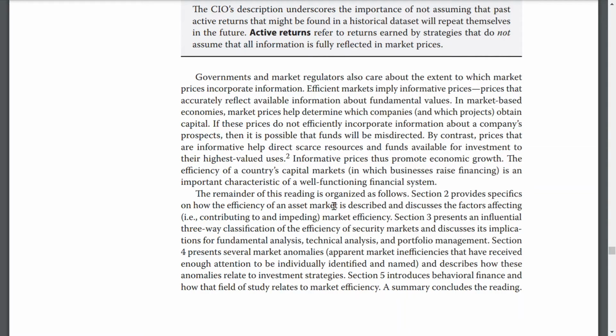Informative prices thus promote economic growth, and the efficiency of a country's capital markets is an important characteristic of well-functioning financial systems. The remainder of this reading is organized as follows, and here's the organization of the chapter.